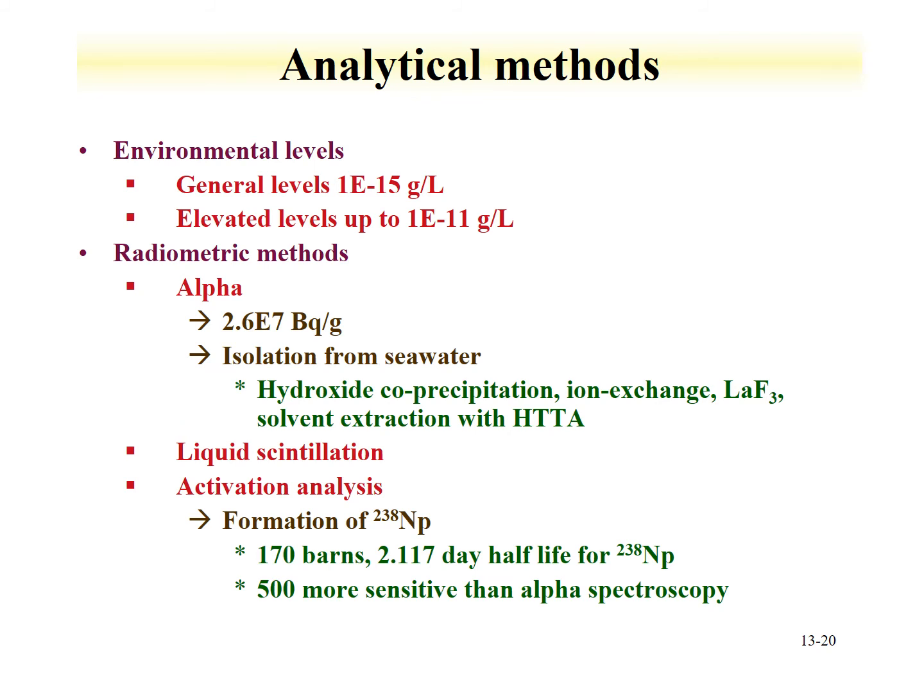Another interesting route is the formation of Neptunium-238 by the neutron capture on Neptunium-237, so neutron activation analysis. And this has a high capture cross-section, 170 barns, and the half-life of the neptunium-238 is very short, 2.117 days. So this allows for a very sensitive route for the determination of neptunium, and it's found to be 500 times more sensitive than alpha spectroscopy.